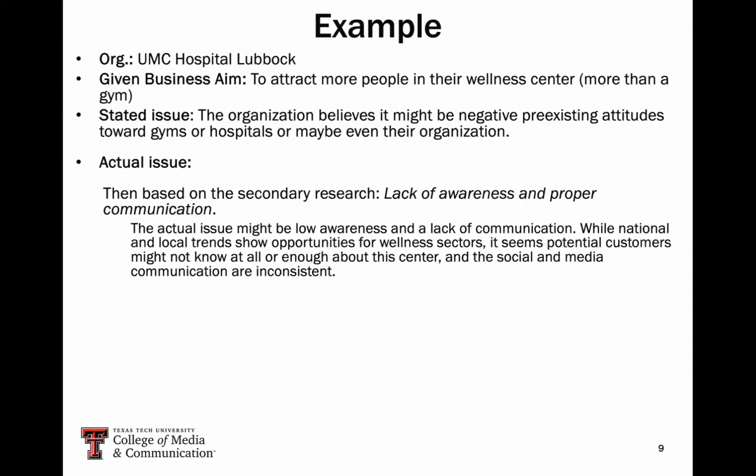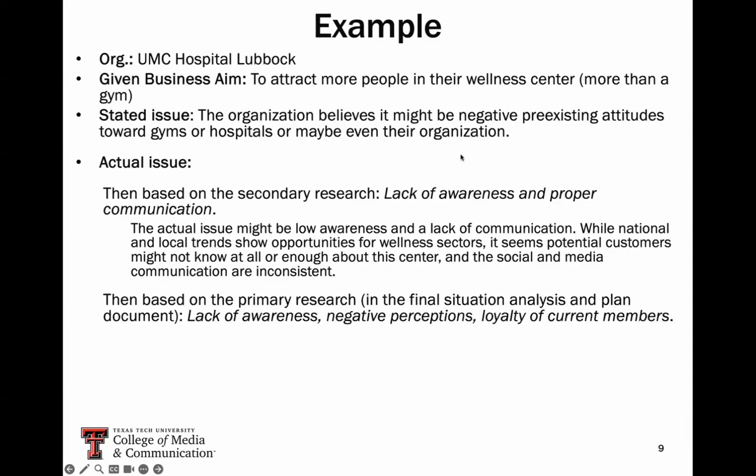So then you could write this something like, explain it further, saying something like this: the actual issue might be low awareness and a lack of communication. While national and local trends show opportunities for wellness sectors, it seems potential customers might not know at all or enough about this center, and the social and media communication are inconsistent. Again, here you would cite where you got things. So for example, if you looked briefly at their social media, you would say that. The trends, you would cite Pew Research, or if it's local sources, you would cite where they come from. It's just hard for me to fit it all in one slide, so just remember to do that in the plan.